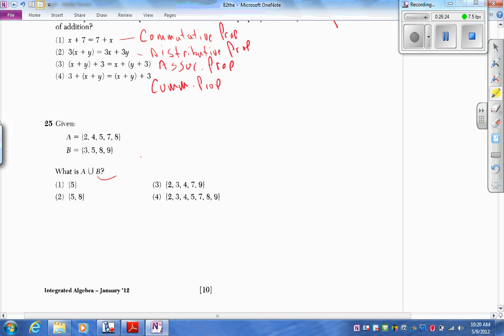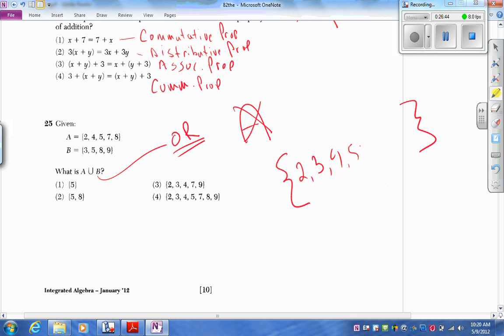You have to remember that that means or. It doesn't look like an A. Remember, this is an A, almost makes an A, right? That's an A. We're not using that. We're using or, which means it's got to be in either set, which if you remember correctly, I said you got to take both sets and just put them all together. So we're going to go 2, 3, 4, 5, 7, 8, and 9. You put them all together.